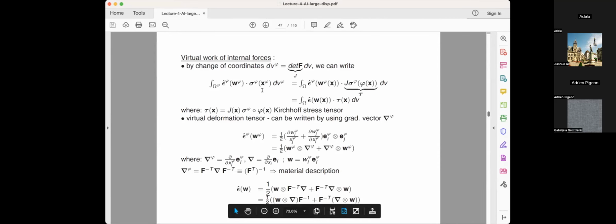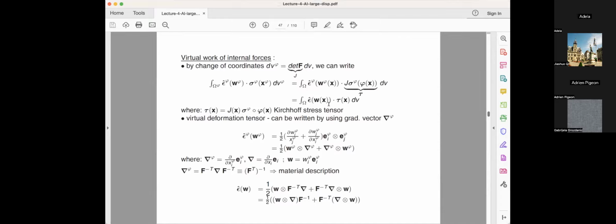This is the true Cauchy stress, σ_φ, which is a function of x_φ, the coordinates in the deformed configuration, multiplied by the infinitesimal strain in this configuration. This is (∂w_i^φ/∂x_j^φ + ∂w_j^φ/∂x_i^φ), ε_ij^φ, which you can write as w_φ⊗∇_φ plus ∇_φ⊗w_φ, all this multiplied by 1/2. And then basically I can first switch to this justification that dv_φ equals J dv, and then I put J on top of σ, expressing σ now as a function of x. I obtain something which is called the Kirchhoff stress.